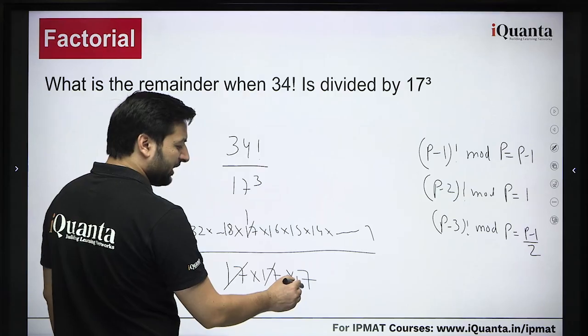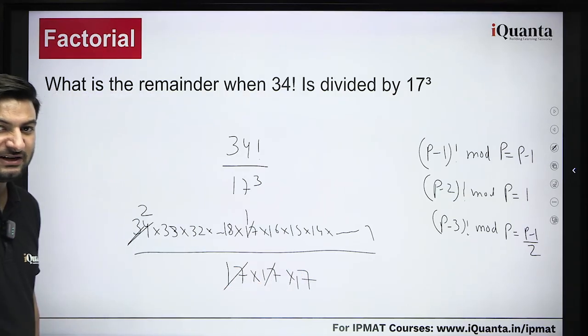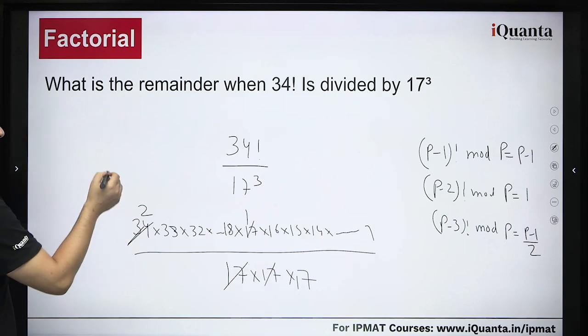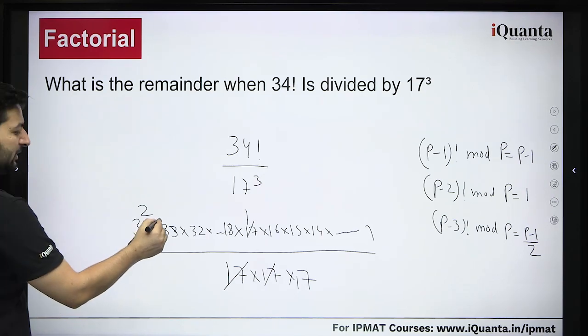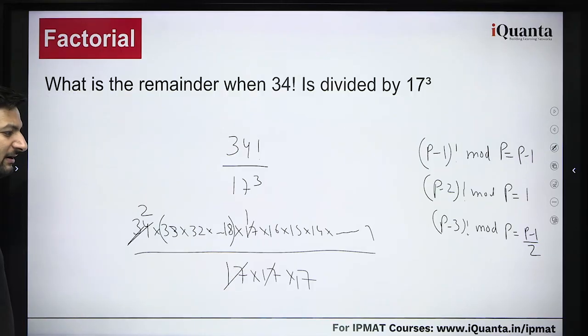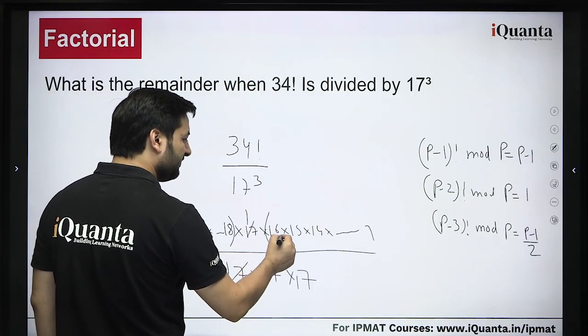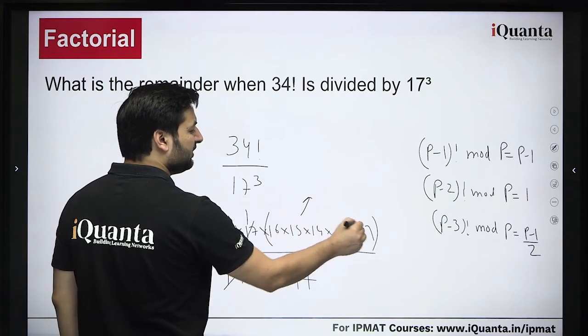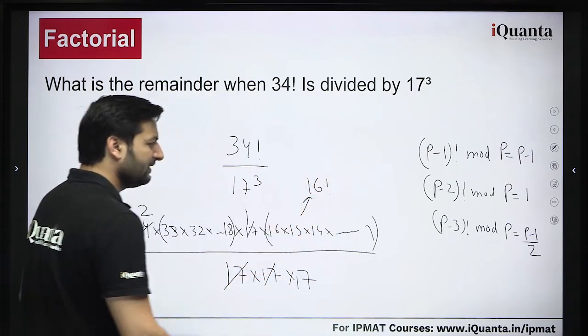There is no cancellation for this 17, it remains like that. Okay, so what is the new product that I have? The new product that I have is 2 into, from 33 onwards I'll go till 18, right? And then from 16 I'll go till 1. So 16, 15, 14 till 1 can be written as 16 factorial, yes or no?